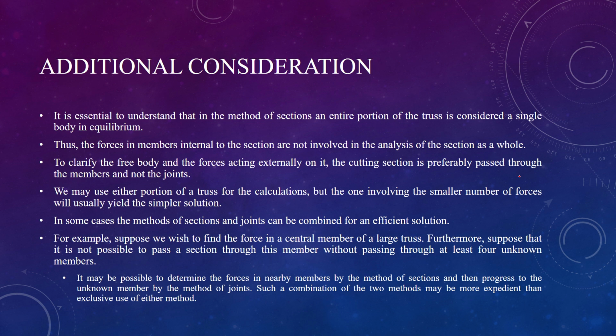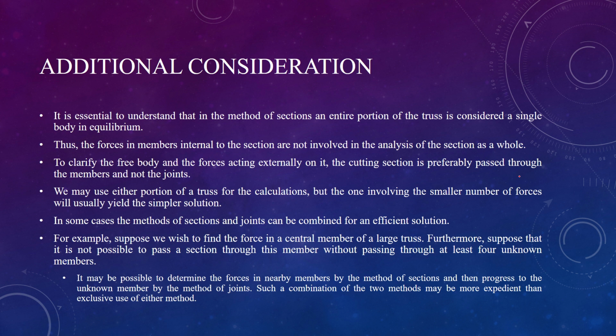For example, suppose we wish to find the force in a central member of a very large truss. The further complication could be that it is not possible to pass a section through these members without passing through at least four unknown members. This means the number of unknown members is larger, and the more sensible approach is to calculate some of the members by using the method of joints. It may be possible to determine the force in nearby members by the method of sections and then progress to unknown members by the method of joints. Such a combination of two methods can be used to simplify your problem.